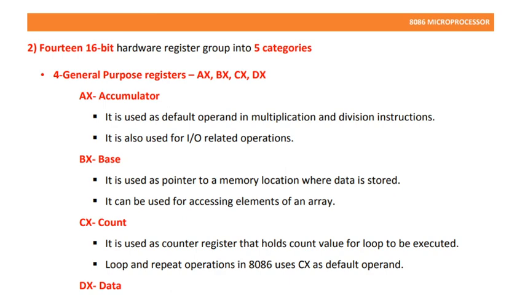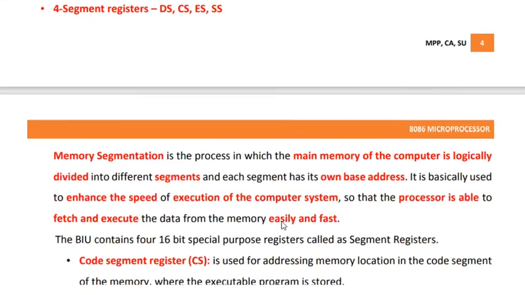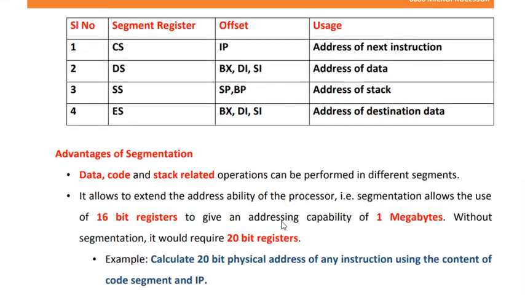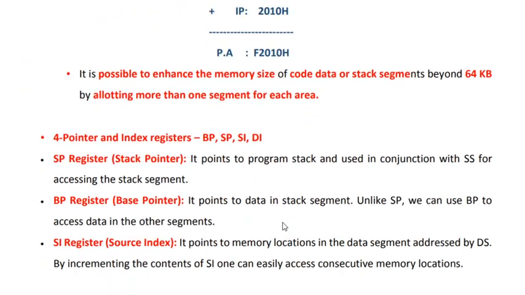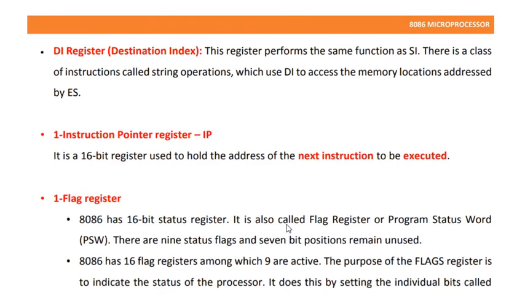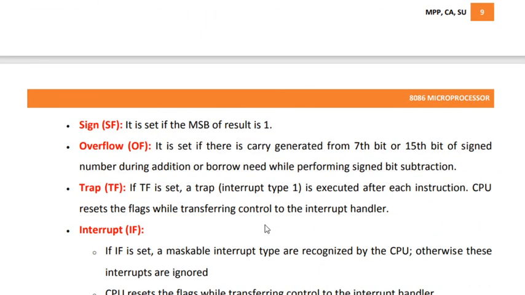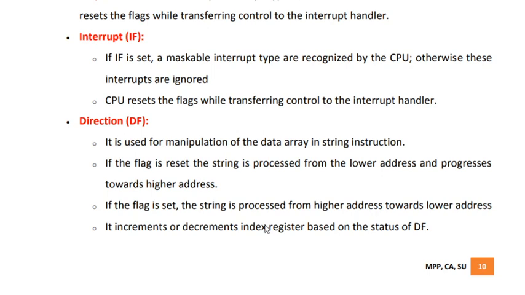We have learned about the various categories of hardware registers. We have learned about general purpose register. We have learned about segment register. We have learned about instruction pointer. We have learned about pointer and index register. We have learned about various flag registers. So in the next class, we will continue with the features of the 8086 microprocessor.